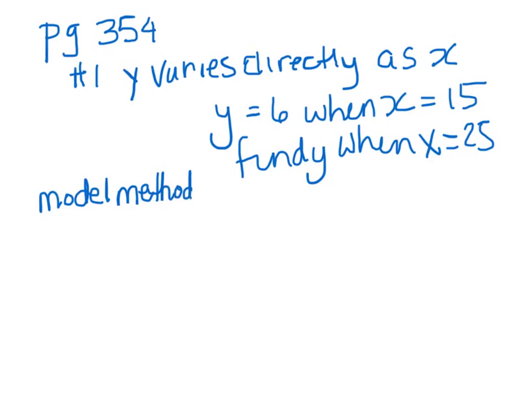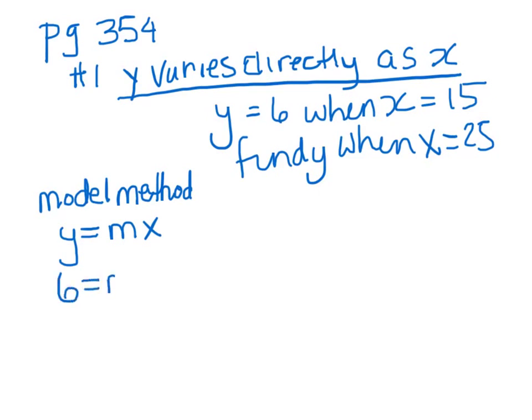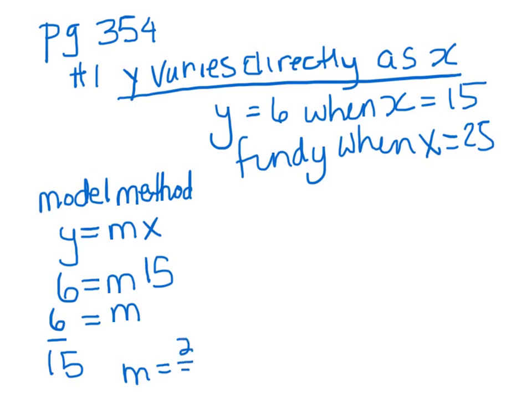That's this idea that if you told me y varies directly as x, then I can write down y is equal to mx. That's an equation that looks a lot like mx plus b, it just doesn't have the b, no y-intercept. I have y is 6, m I don't know, x is 15, and I'll solve for m. So 6 over 15, that gives me m is equal to, divide everything by 3, 2 over 5.